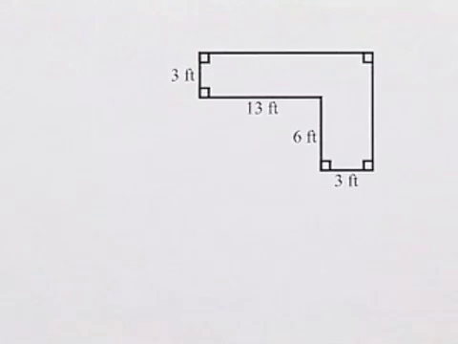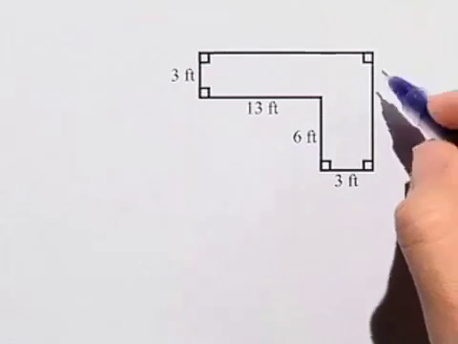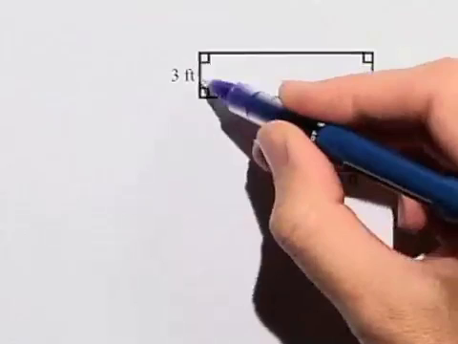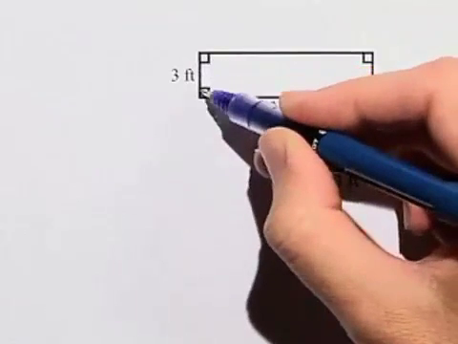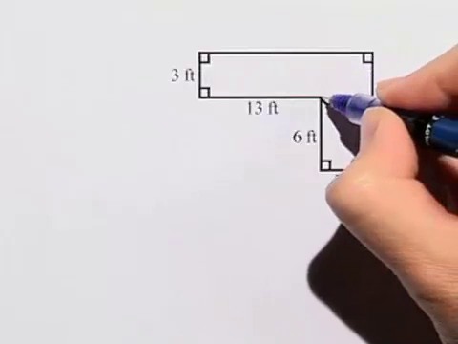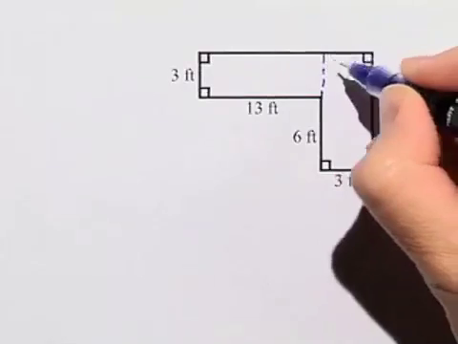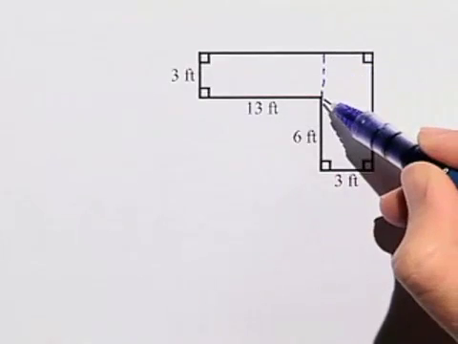For this exercise, we're asked to find the area of the figure. We have a figure here that's just a polygon. We have this length right here is 3 feet, and this length is 13 feet, and we can divide this figure into two separate figures by putting a dotted line.